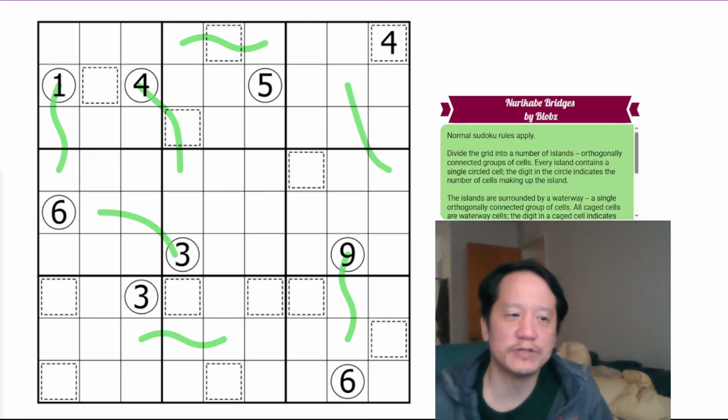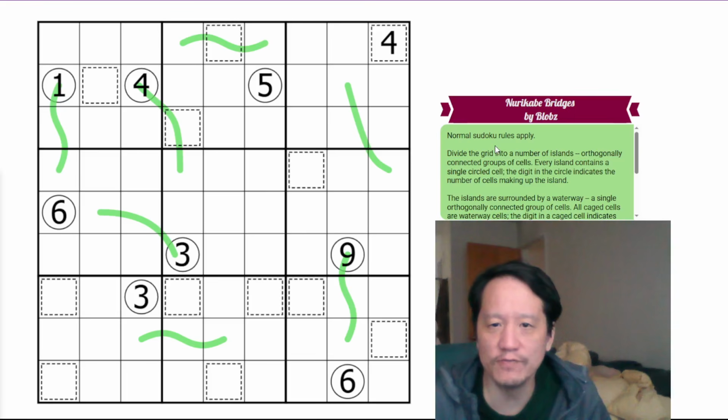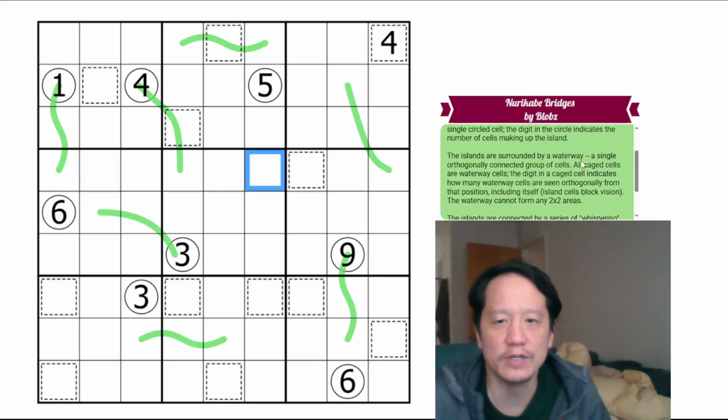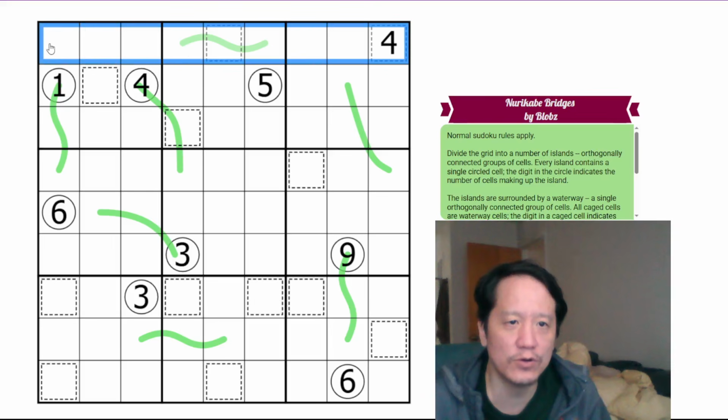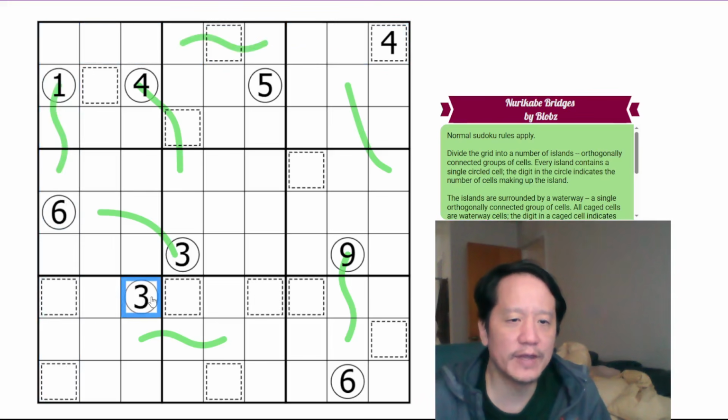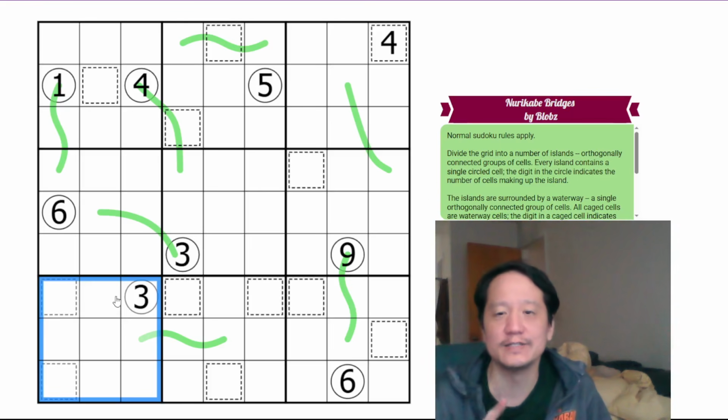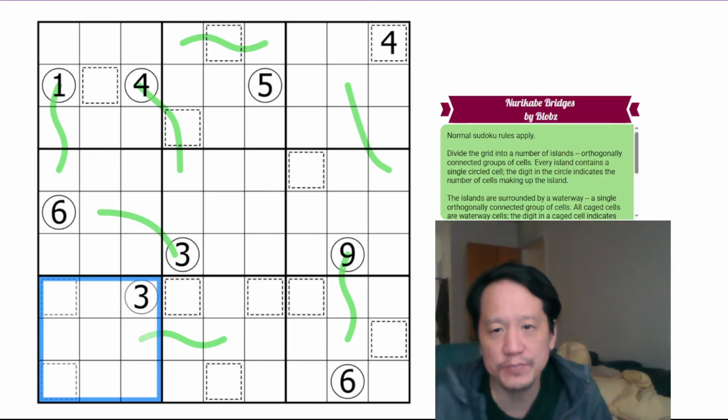Today's very easy puzzle is called Nurikabe Bridges by Blobs. And here are the rules. Normal Sudoku rules apply, which means in every cell in the grid, place a single digit such that every row, column, and designated 9 cell region contains the digits 1 through 9 exactly once each.